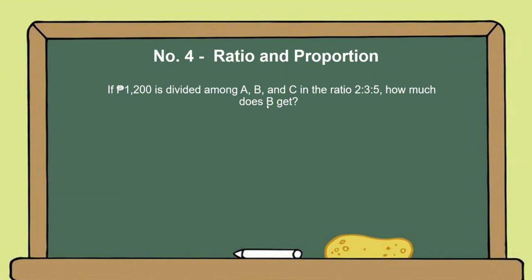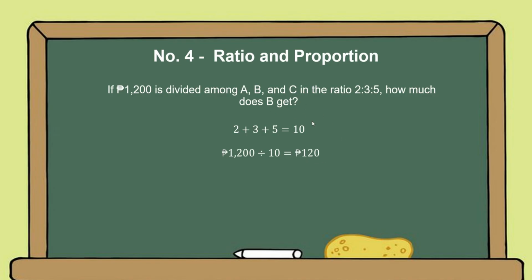This means that for every 2 parts given to A, B will get 3 parts, and C will get 5 parts. To find how much each person receives, we first need to determine the total number of parts in the ratio. We do this by adding all the ratio numbers together, so there are 10 total parts in all. Next, we find the value of one part by dividing the total amount by the total number of parts. This means that each part is worth 20 pesos.